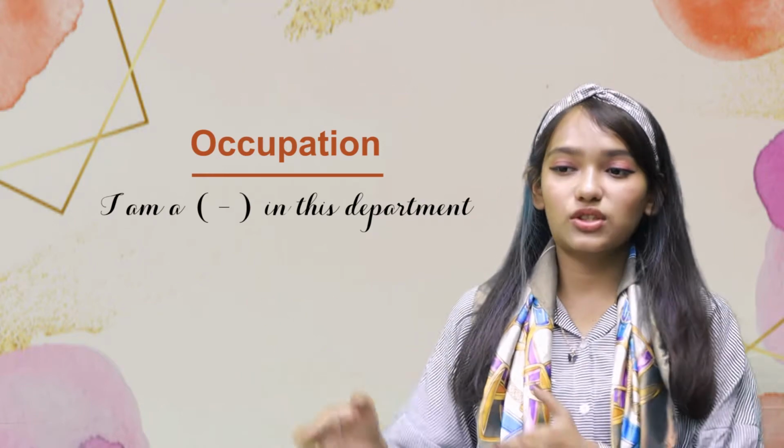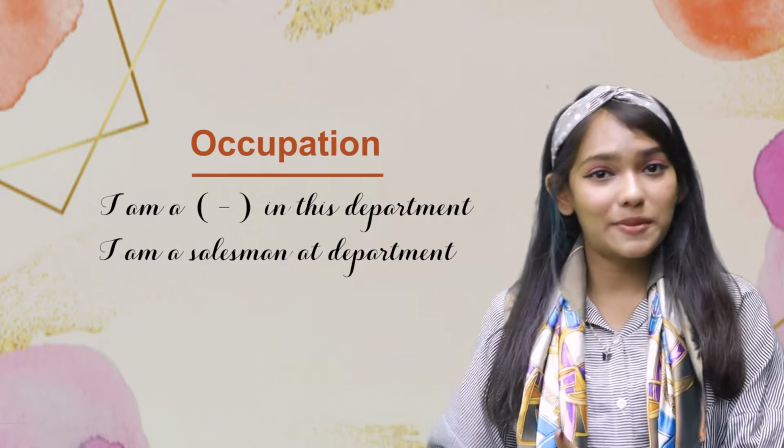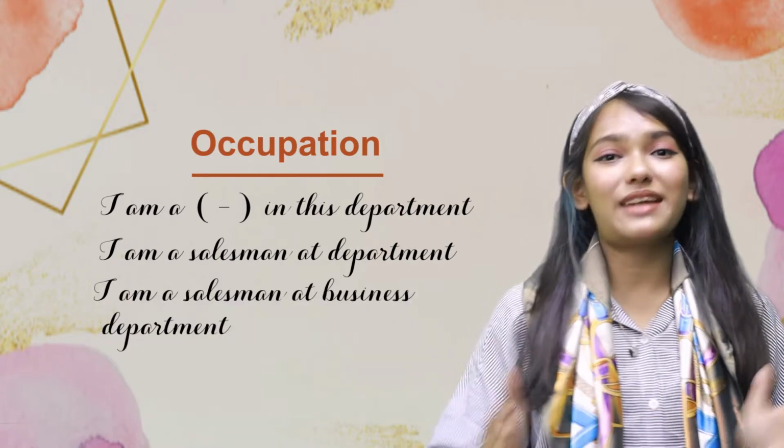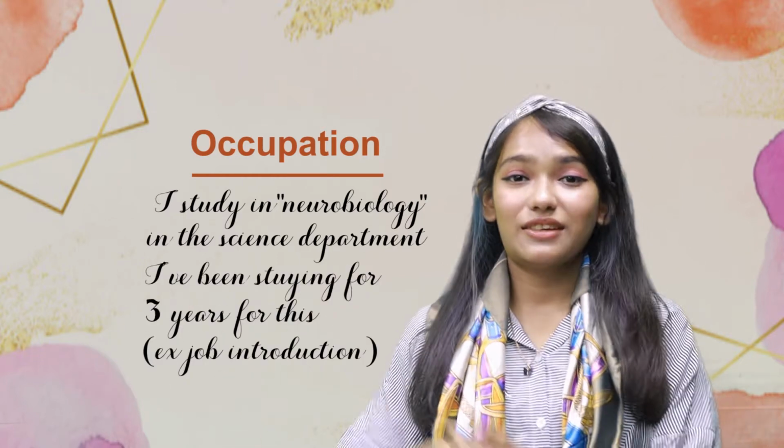And when we come to profession, there are a lot of ways you could use that word. I am a dash in this department. I'm a salesman at the sales department. You could say something like that. Or I'm a salesman at the business department. Or I studied neurobiology in the science department. Or I've been studying for 3 years for this.